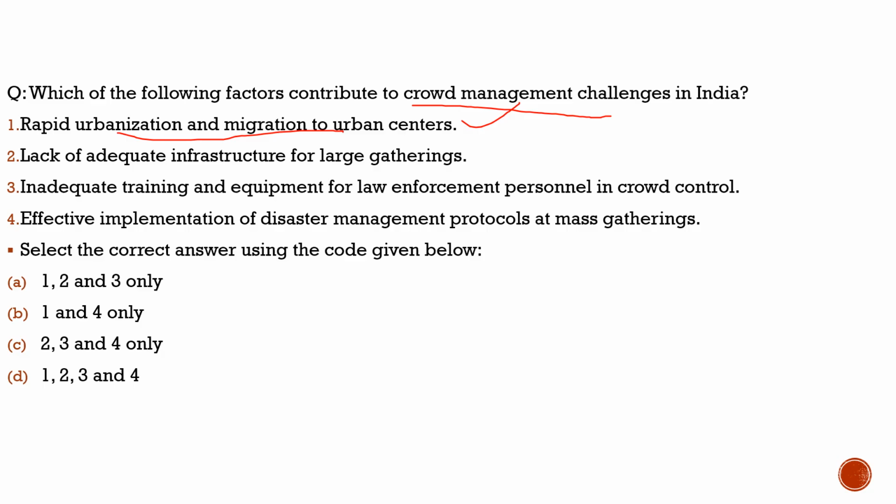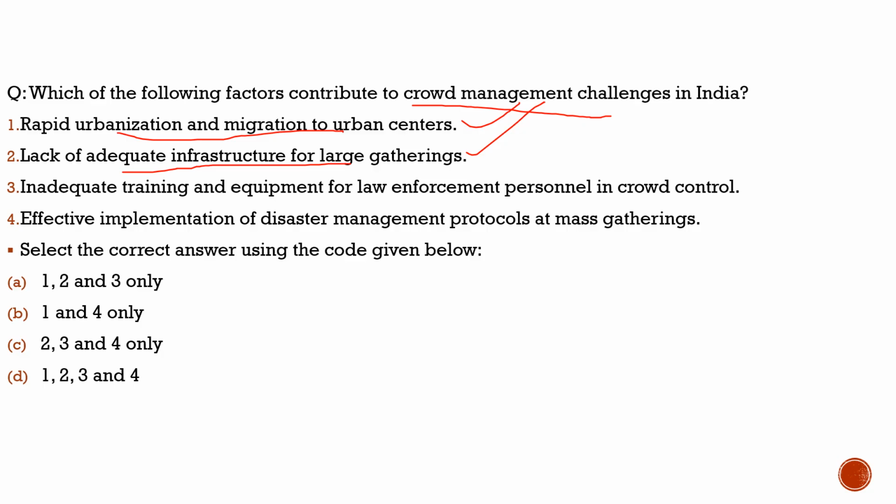Then the second statement, lack of adequate infrastructure for large gatherings. 100% correct. This is also one of the issues. We have seen this when there are religious sermons somewhere. We have often seen stampedes happening there because crowd management becomes very difficult. They often hold these sermons in grounds that can host only a few people, but when such religious sermons happen, they get overcrowded and a stampede happens. So with respect to this question, statement 2 is also correct.